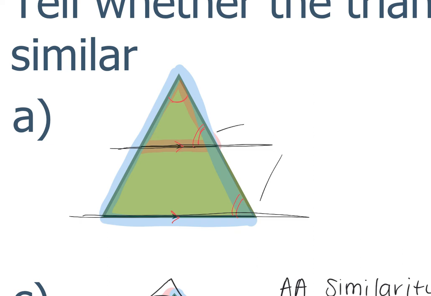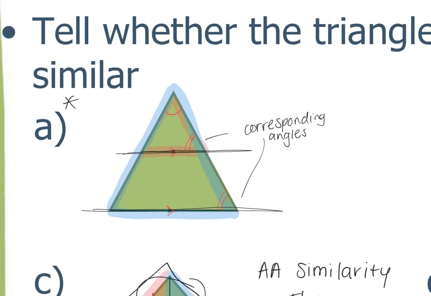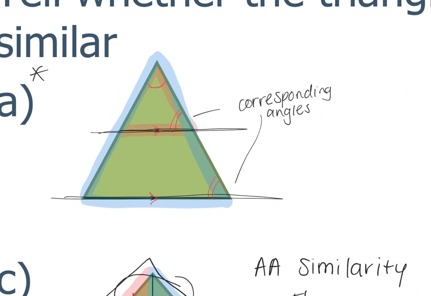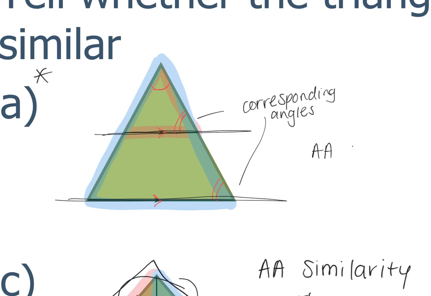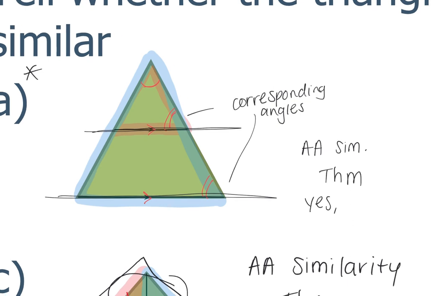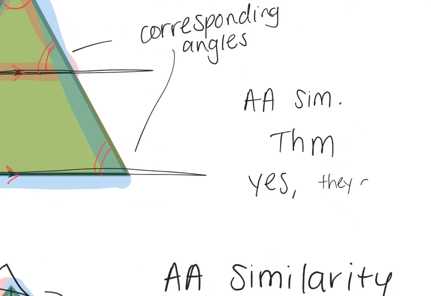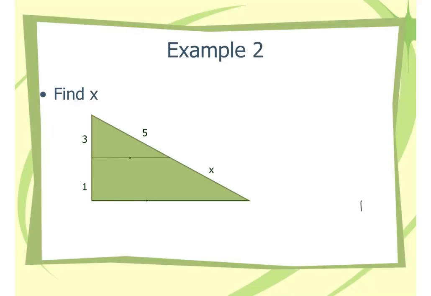So I want you guys to write that down. These are corresponding angles, okay? And if you want to star this problem, we're going to see this one a lot, where we're given two sides and they're going to be parallel, and then we're automatically going to know something about their angles. So once we have both the angles, we know that this is the angle similarity theorem. And yes, they are similar.